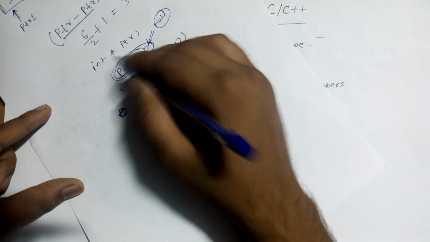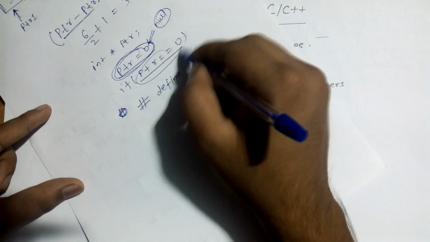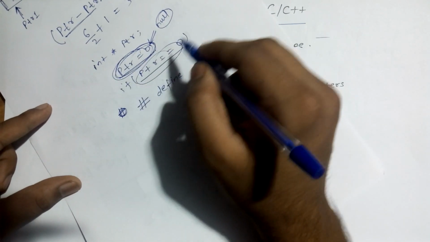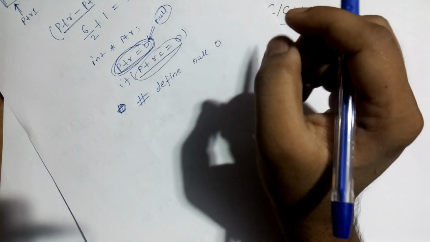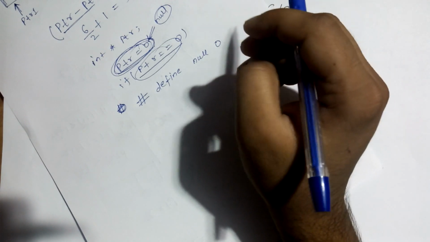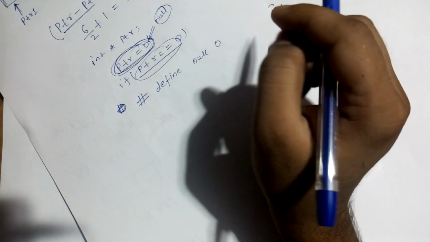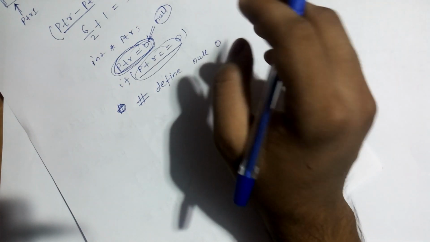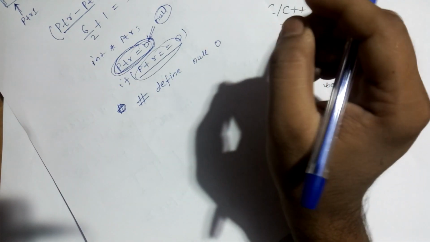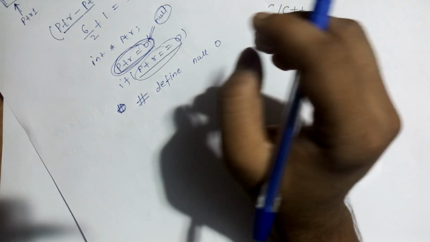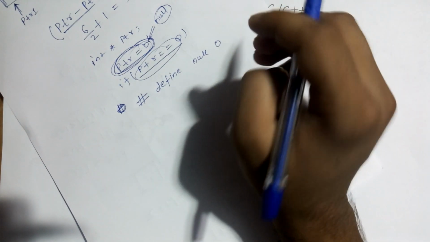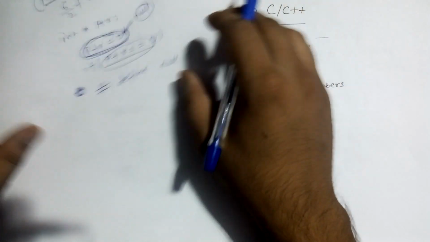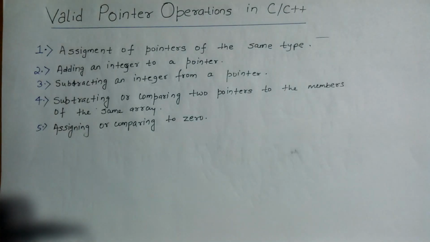So you can compare a pointer to 0 and assign a pointer to 0. This is because nothing is allocated at memory location 0. It is used as a reference to check whether the pointer is invalid or valid. So my advice would be to use NULL instead of 0. So you just saw what the valid operations on pointers in C and C++ are.